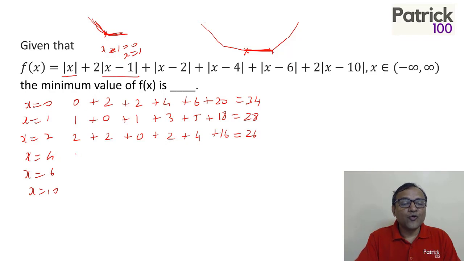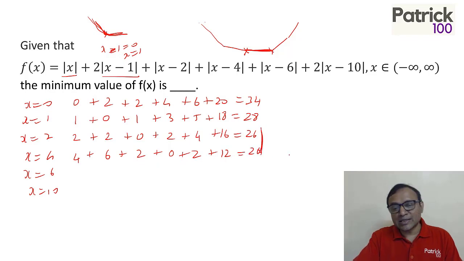Now put 4 here. 3 into 2 is 6, then 4 minus 4 is 0, 4 minus 6 is 2, and 10 minus 4 is 6 into 2 is 12. If you add this up, you get 26. So the moment you get 26 twice, you can make out that the minimum value is 26. The moment you put 6, it will increase.